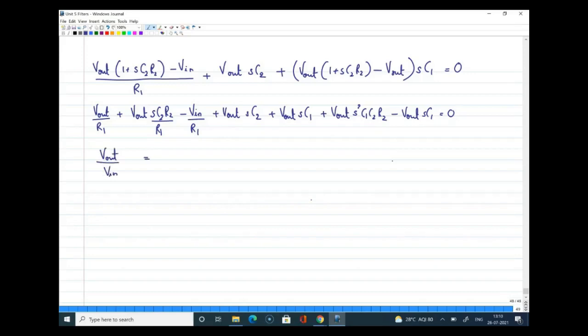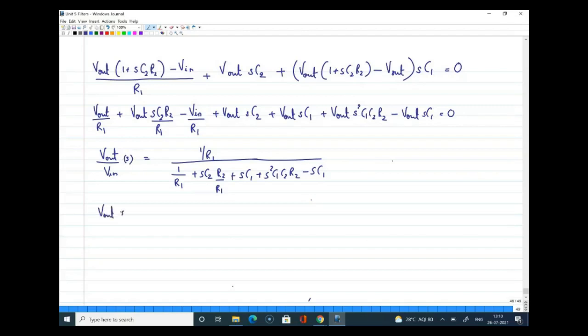If you write, you will get it as 1 by R1 divided by 1 by R1. Whatever I'm writing now is directly from the equation we can see as the second equation. So 1 by R1 plus S into C2 into R2 by R1 plus S into C1 plus S square into C1 C2 R2 minus S into C1. You can check whether you are getting this equation or not. Even though I have just written it as V out by V in, it is actually a function of S because what we're writing is the transfer function.